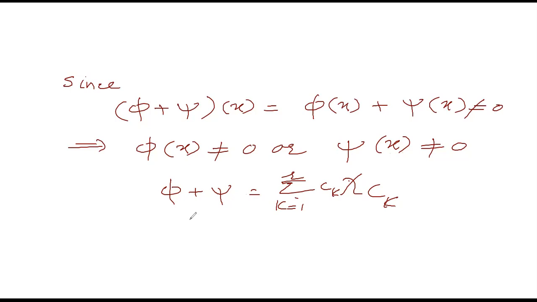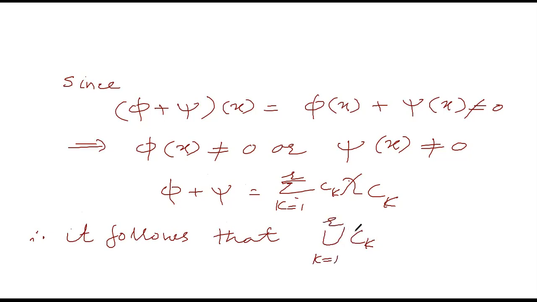So from this we conclude that it follows that the union over k from 1 to r of Ck is a subset of E. Let me verify how it is a subset of E.